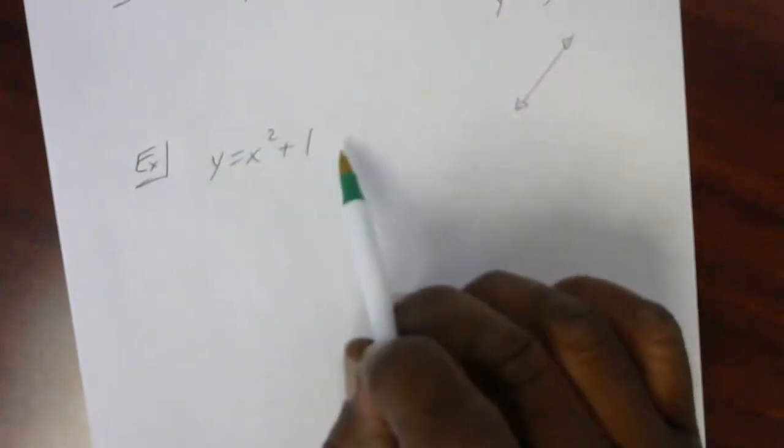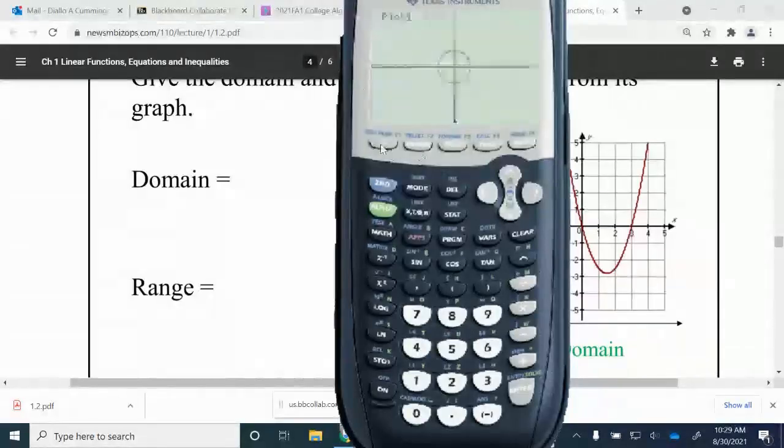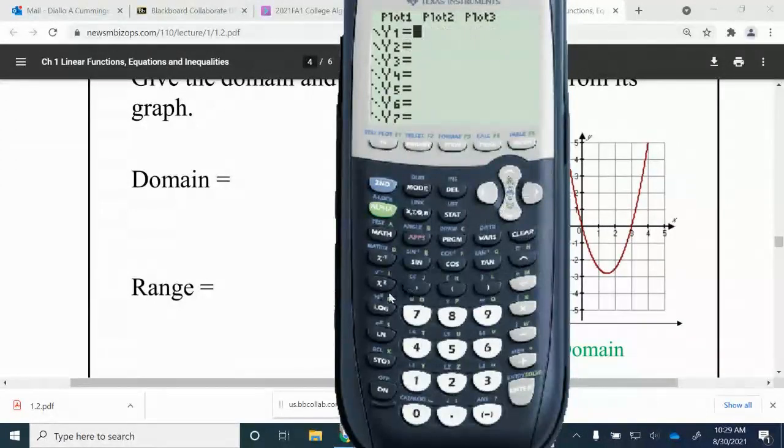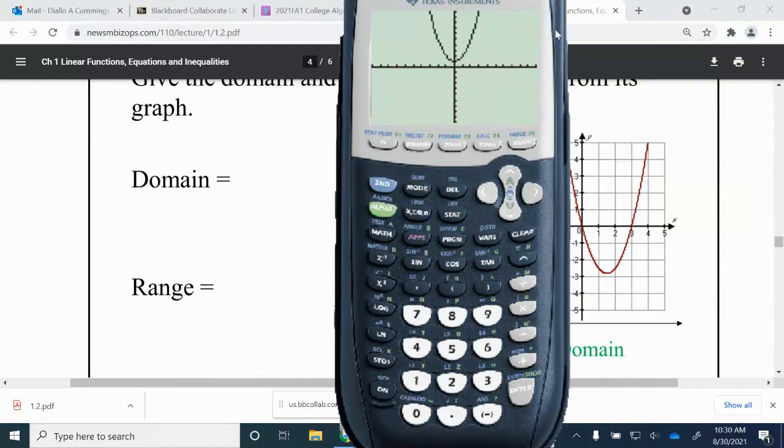And what about our last one, y is equal to x squared plus 1? Well, this would be the graph of a parabola. It's already solved for y. So if you were to put that into the calculator, I'm back at y equals. I'm going to clear out those functions. I'm going to put in x squared plus 1. I'm going to use zoom 6 to graph.